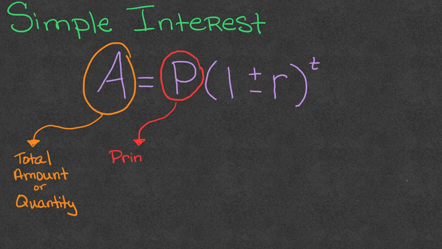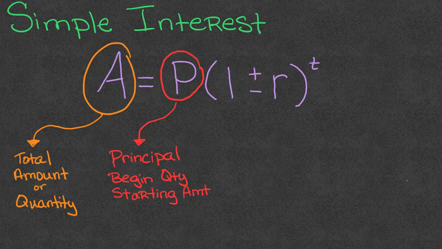So let me write that down, principal. It's like the beginning quantity, the starting amount, initial deposit, you'll hear a lot of times. And that value will go here for the P in the equation.